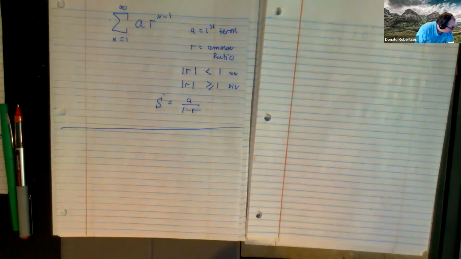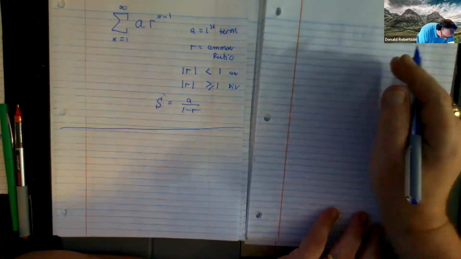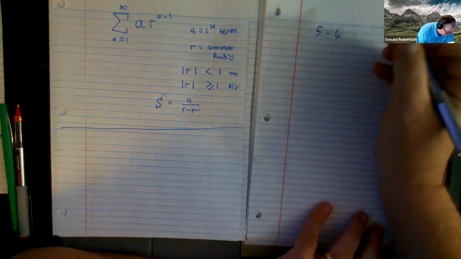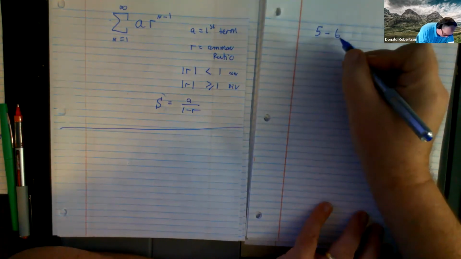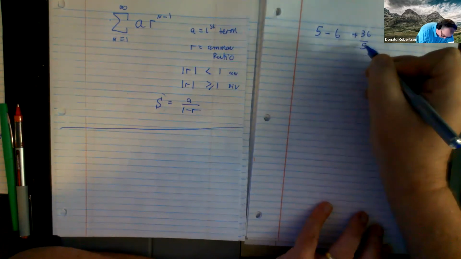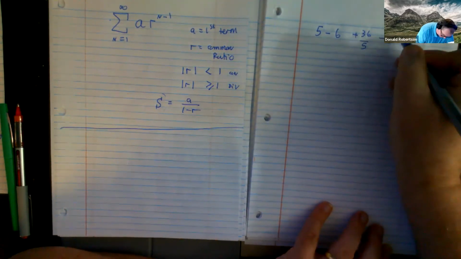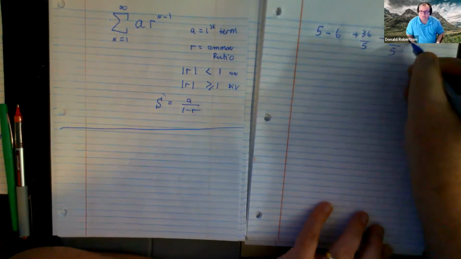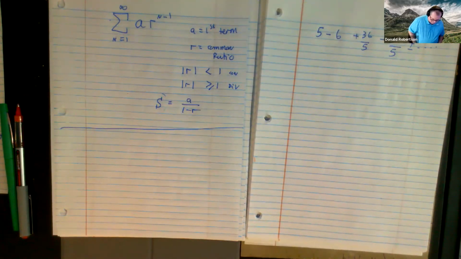So suppose you are given a series and there is no formula given. They just list the terms. And you're being asked, does it converge or diverge? And if it converges, find its sum, S.